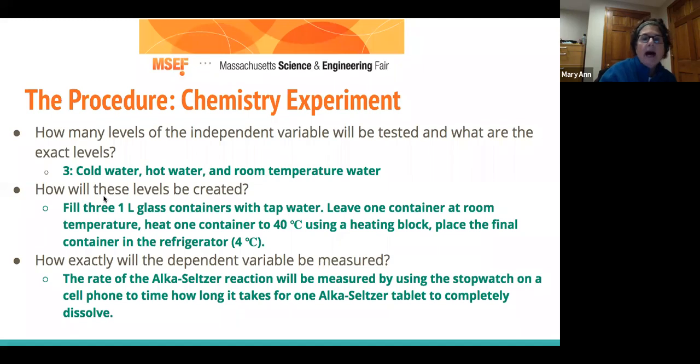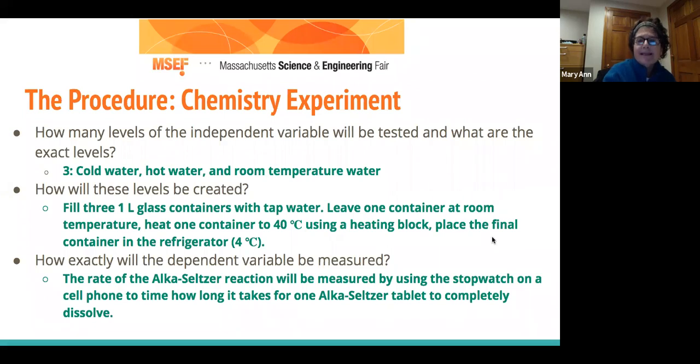Okay, so how will these levels be created? They need to specifically tell you, like, I'm going to get hot water out of the tap, I'm going to get cold water out of the tap. What are you going to do with room temperature water? So literally they have to think, okay, I have to fill 3 1-liter containers with tap water, leave 1 at room temperature, heat 1 to 40 degrees Celsius using a heating block, and place the final liter in the refrigerator.